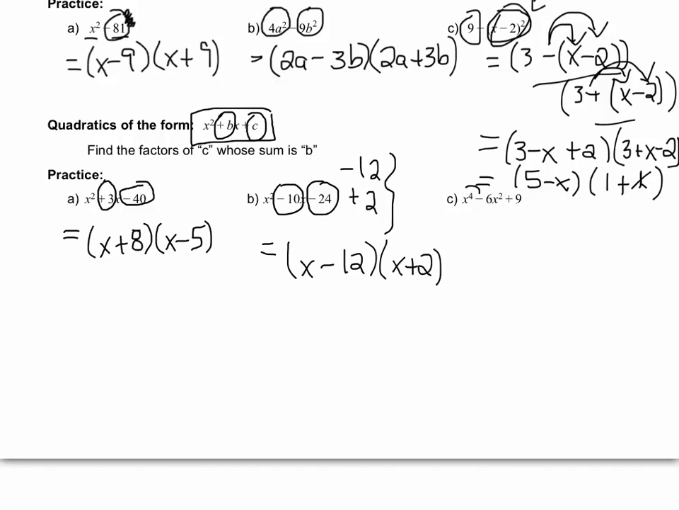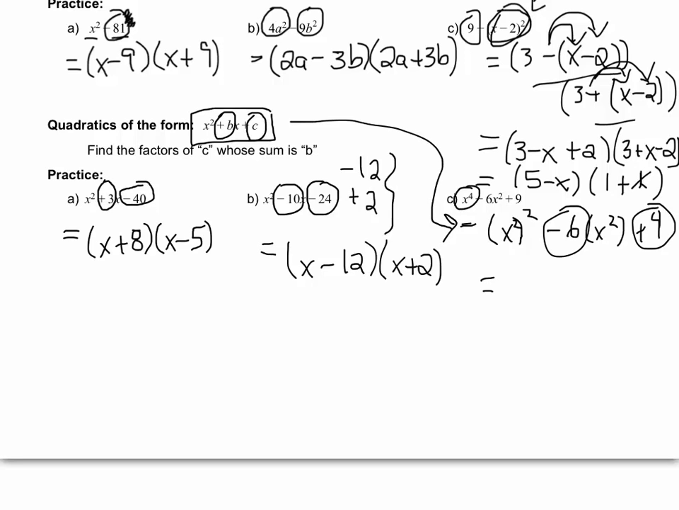The last one, don't be scared of these when they're listed as an x to the 4, because really if we rewrite this, this is the same as saying (x squared) all squared minus 6 times x squared plus 9. So if we rewrite it this way, it looks like the same form as our general equation. We need two factors then that multiply to give us 9 and add to give us negative 6. That would be negative 3 and negative 3. This will then factor to (x squared minus 3) times (x squared minus 3). And since these are the same, that's the same as saying (x squared minus 3) all squared.